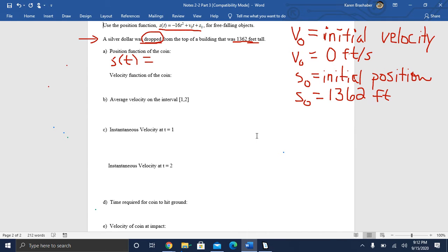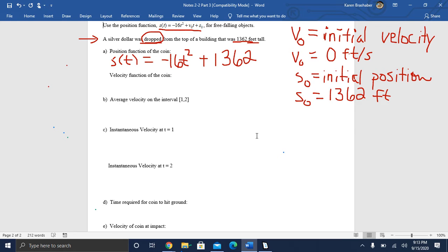And so that makes our answer to part A, S of t equaling negative 16 t to the second. And then since your initial velocity was 0, taking 0 times time is just going to be 0. So there won't be a t term in this problem, and then plus the S0, which is the initial position.